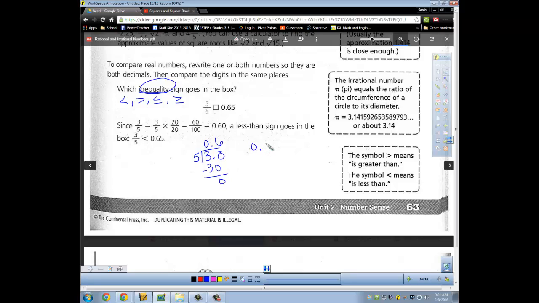So if you want, you can put a 0 on the end so that it has the same amount of numbers. When we compare decimals, we look at each place individually. So 0 and 0, same number, don't care. 6 and 6, same number, don't care. 0 is smaller than 5, which means this number is smaller. So that's where they got the inequality symbol, less than.